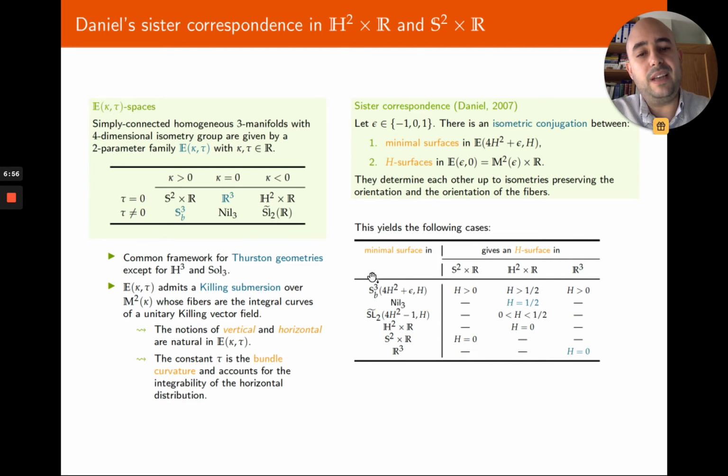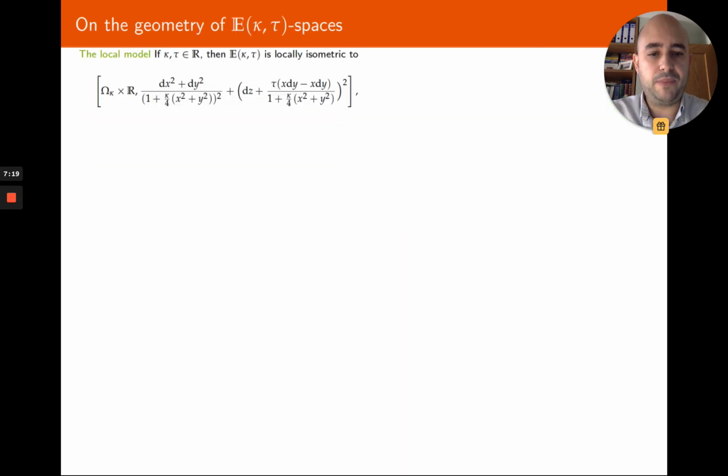Then we start in a Berger sphere, but in that case, the Berger sphere reduces to the round sphere of constant sectional curvature. In the case H equal to 0, we have the classical Weierstrass associated family of minimal surfaces in R3. So this is the global picture of correspondences and conjugation. I would like, in this introductory video, to explain a little bit more what the geometry of an E kappa tau space is.